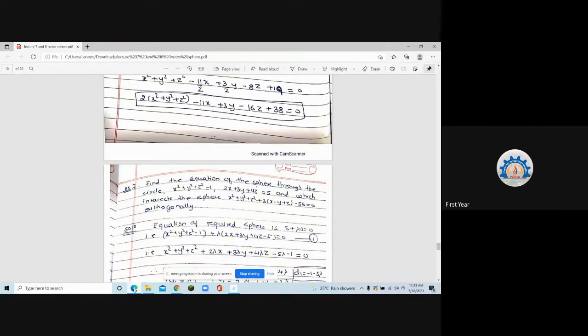Why are we doing all this, you know, right? Orthogonal, s1 and s2 are orthogonal. We have to find lambda. I have to find the value of lambda, that is why I am using this condition. s1 s2 are orthogonal. That is 2u1 u2 plus 2v1 v2 plus 2w1 w2 should be d1 plus d2.